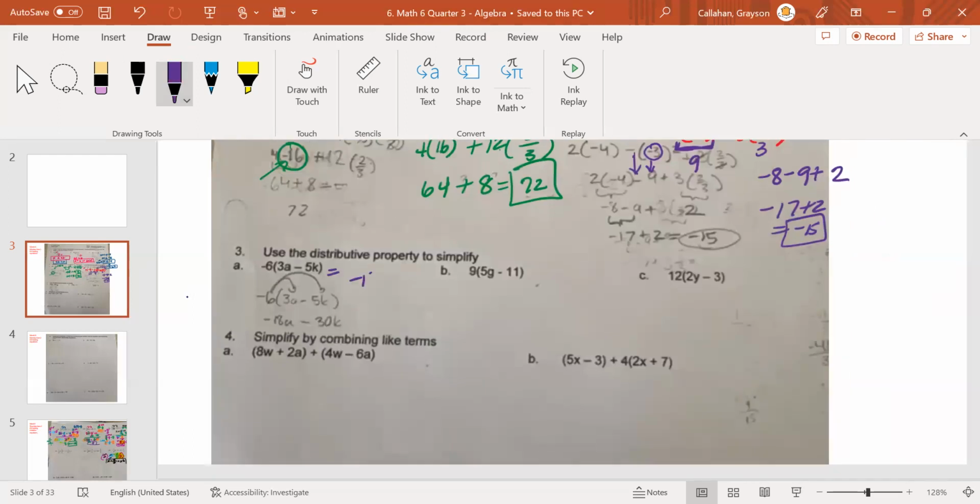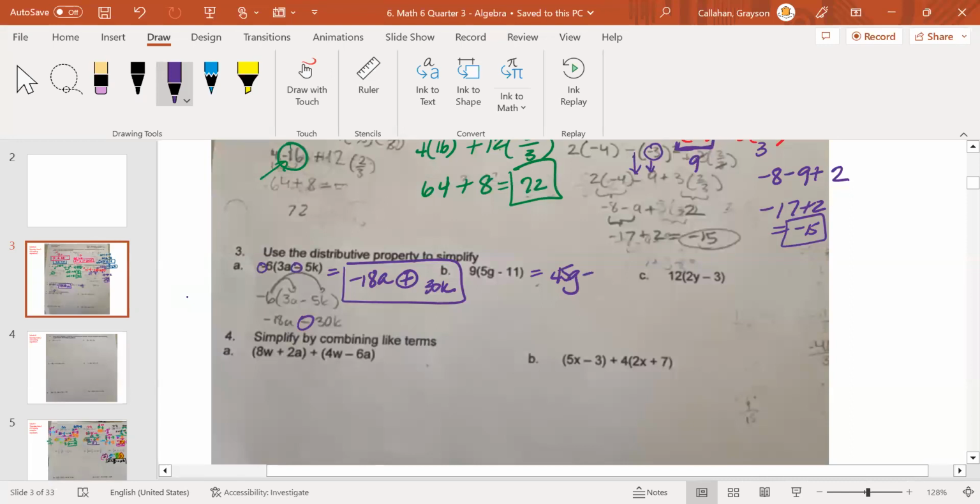Distributive property, -18a plus, okay, negative times a negative is a positive, 30. So you need to change that. Okay, this is your answer right here. For B, 45g minus 99. Okay, I'm gonna leave that there. What is your answer for C? Just tell me what you would do.